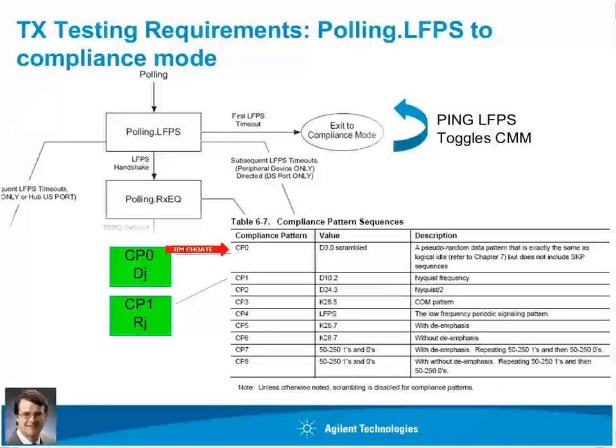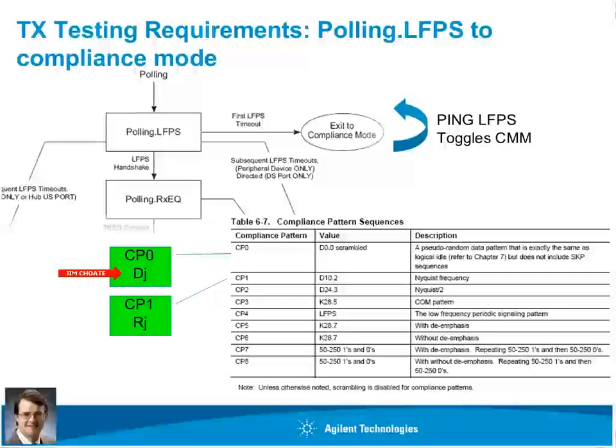The second pattern required is CP1, which is a clock pattern, D10.2. And we use that to get a more accurate measurement of random jitter, which is hard to achieve with a very long non-repeating pattern like CP0. So we take the result of the random jitter measurement, feed it into the test application software, and then measure deterministic jitter and total jitter using the SIGTest integrated tool.